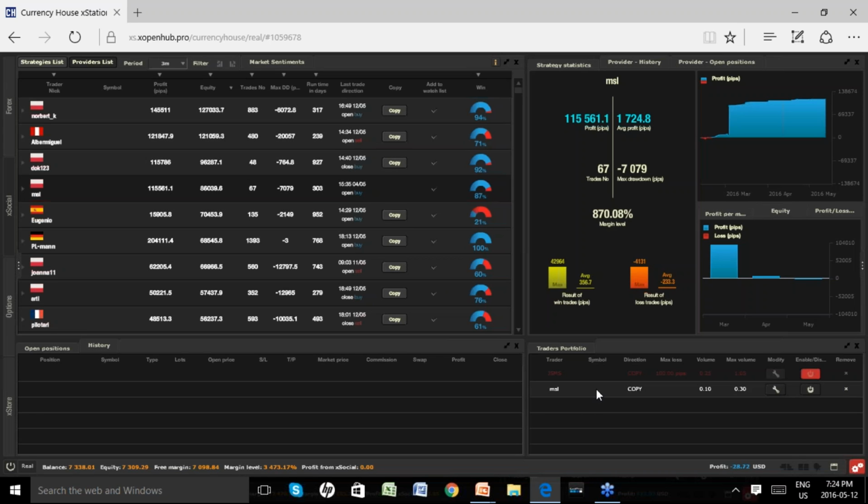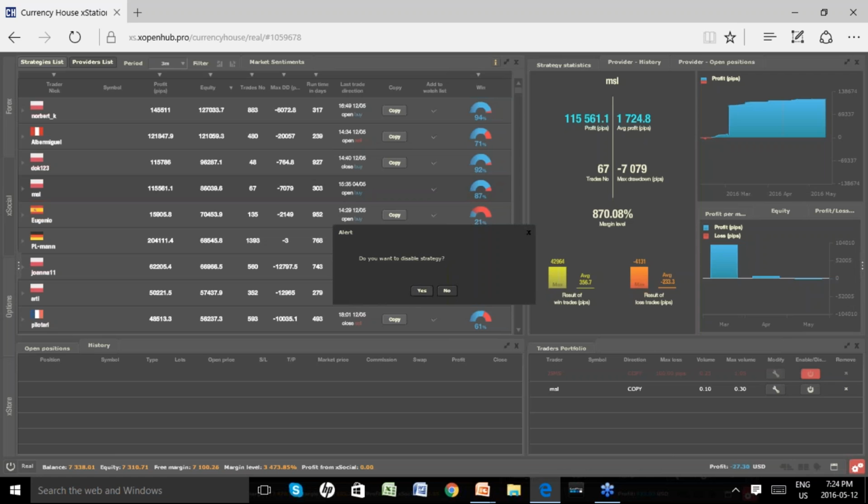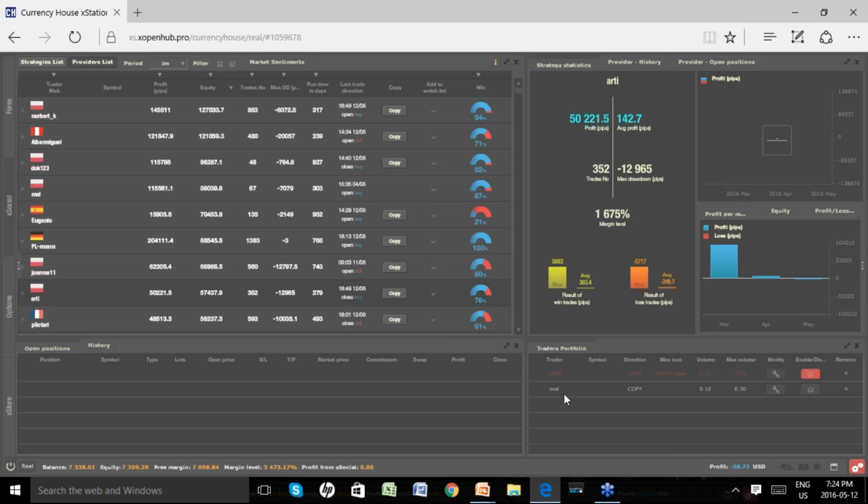Just like that, we have MSL in our copy right here. Can't really see there. Okay, I have it set off just so it didn't copy that, but we currently have it enabled, so let's go ahead and disable it.